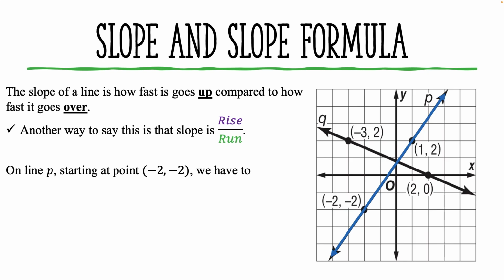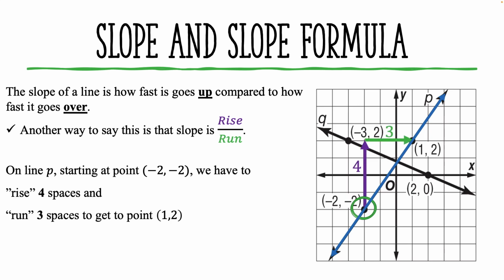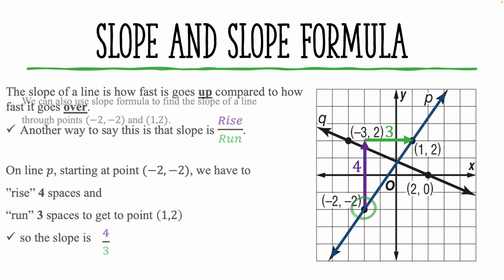So look at line P. If we're starting at this point here, (-2, -2), how do we get to the other point on that line, (1, 2)? Well, we have to rise 4 spaces, and we have to run 3 spaces to get to (1, 2). So the slope is 4 over 3.